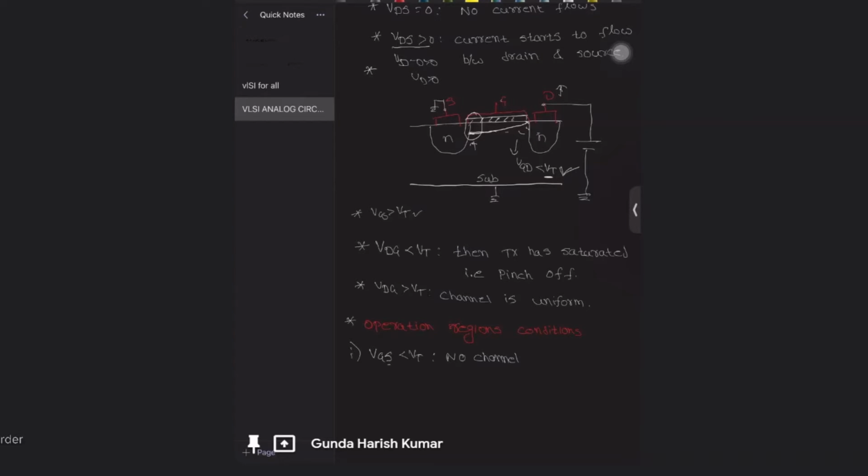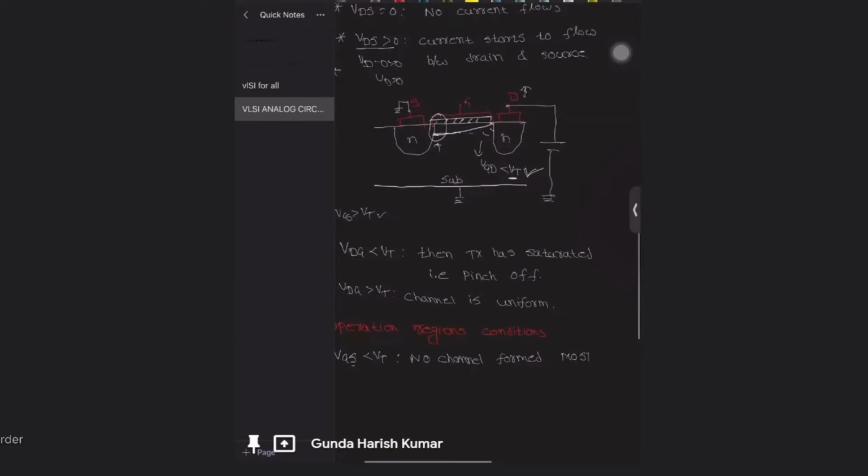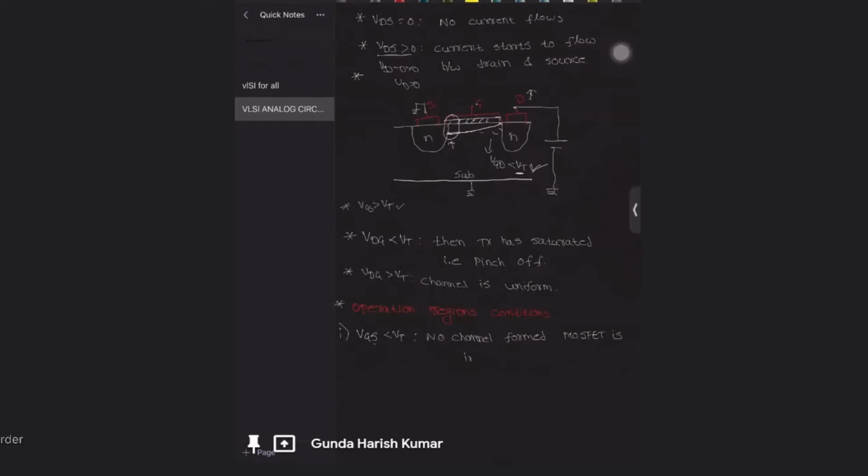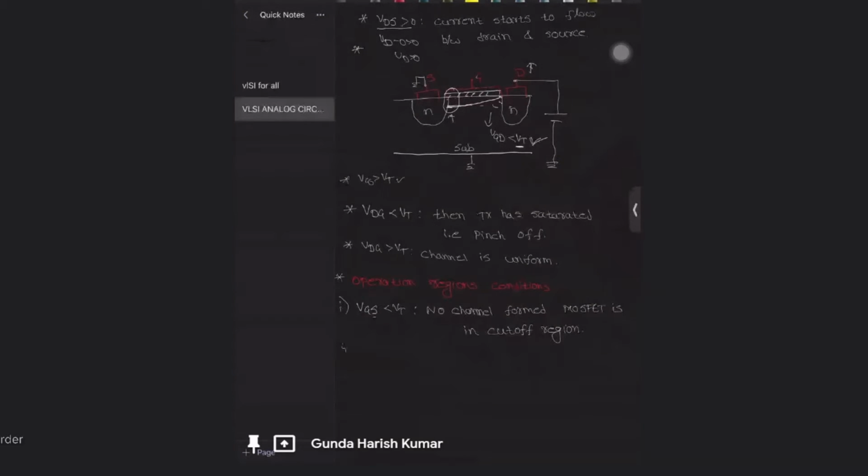If VGS is less than VT, no channel is formed. The MOSFET is in the cut off region.